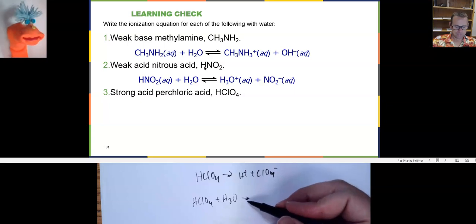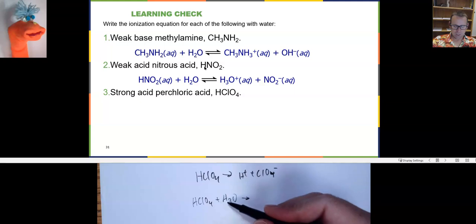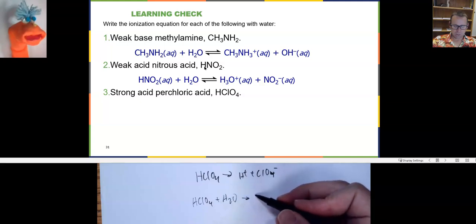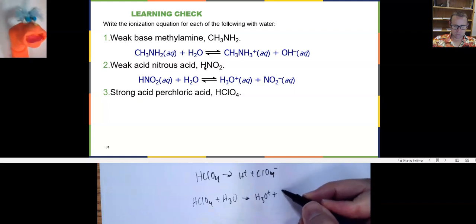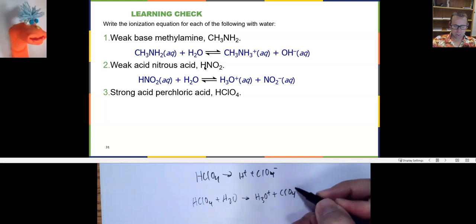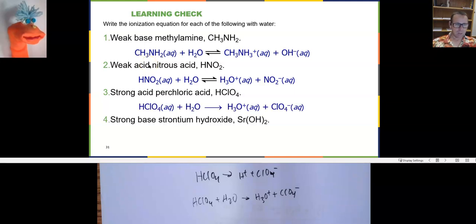Double arrow. Do I have to put a double arrow in? Oh no, sorry, this is a strong acid. Okay, yeah, so if it's a strong acid, we don't put a double arrow in. And then HClO4, what are the products here? Oh, H3O plus and ClO4 minus, perchlorate ion. Okay, very good.